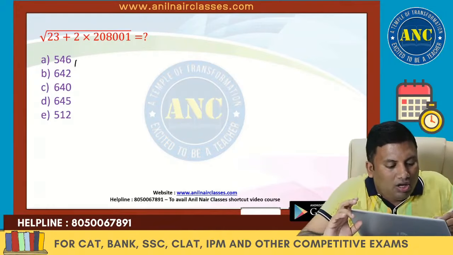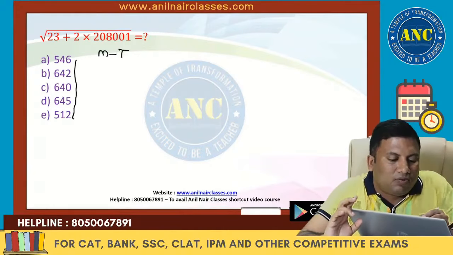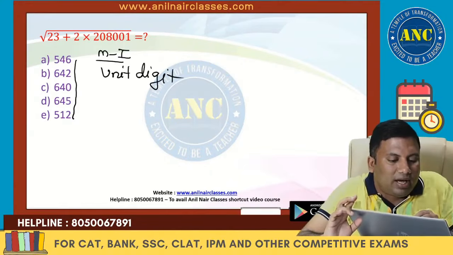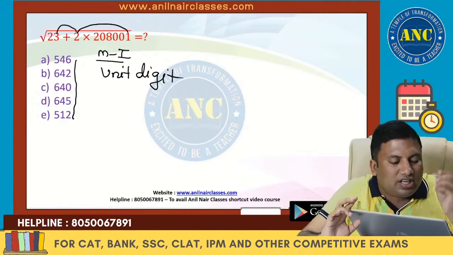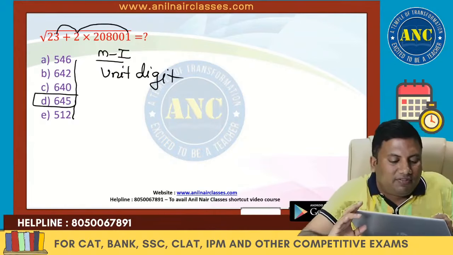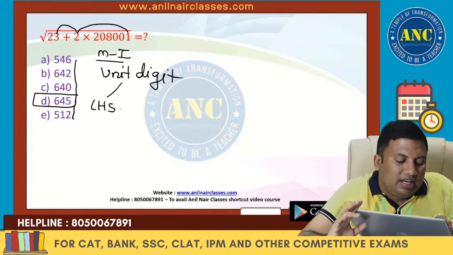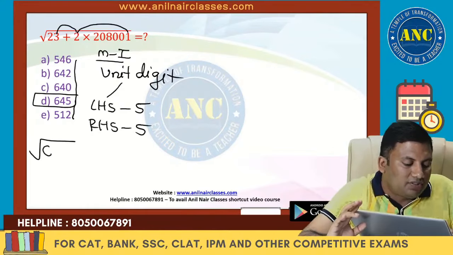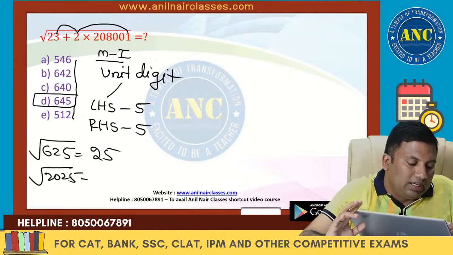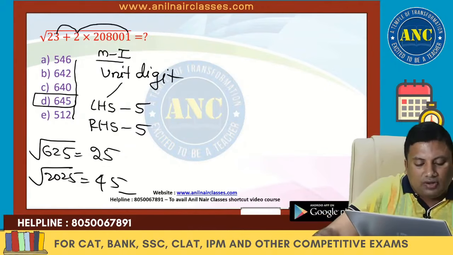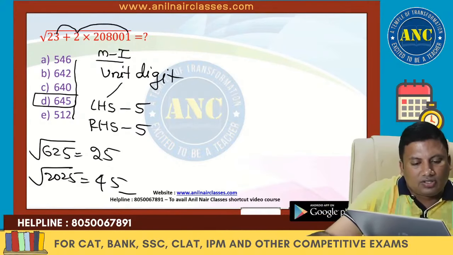You can use that all the unit digits are different. So method 1: let us see the unit digit. What will happen? 2 1s are 2. 2 plus 3, 5. Root of 5, the answer's unit digit should be 5. Option is 645. The unit digit on the left hand side is 5. Right hand side also it will be 5, because root of 625 is 25 and root of 2025 is 45. Under root, if 5 is there and it is a perfect square, the right hand side unit digit is also 5.